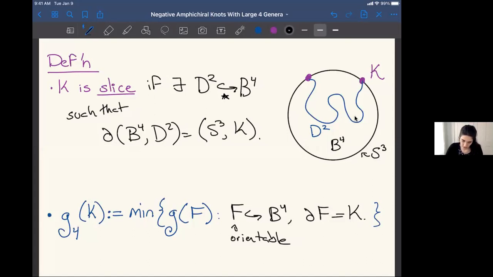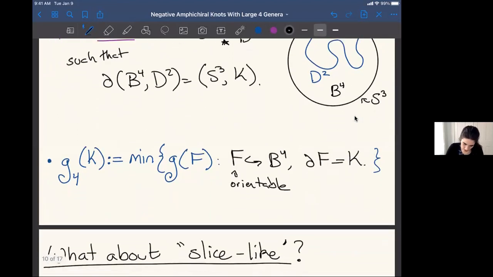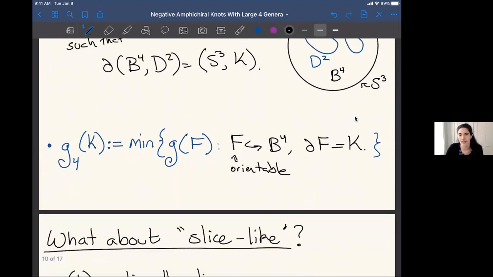So what I now want to do is talk about 3 different approximations to sliceness, or 3 different qualities that you might say makes a knot slice-like. And then the goal of the talk is to describe to you why there are examples of knots which are slice-like in all of these 3 senses, but still have large 4 genus. So still are far away from being slice as measured by genus of surfaces.